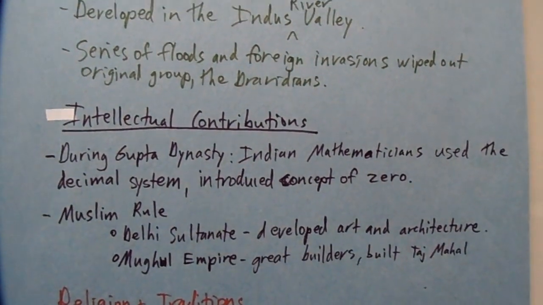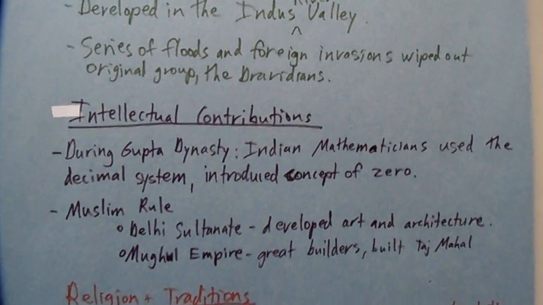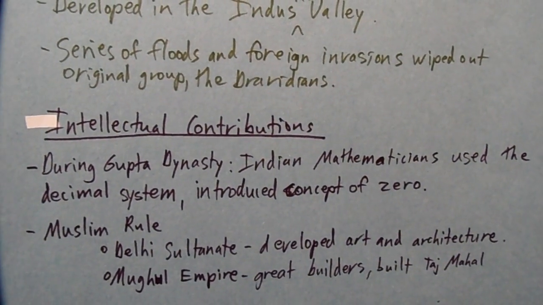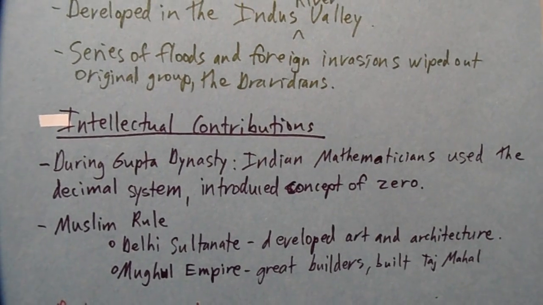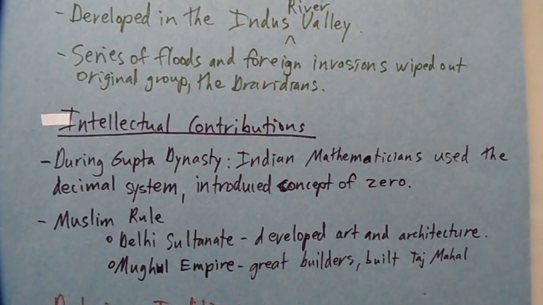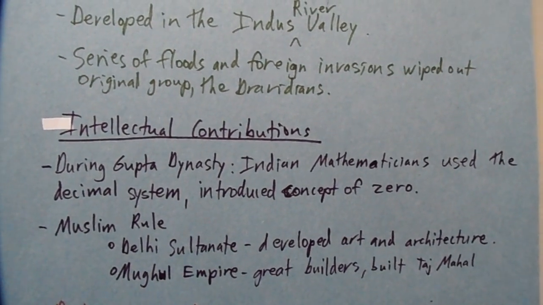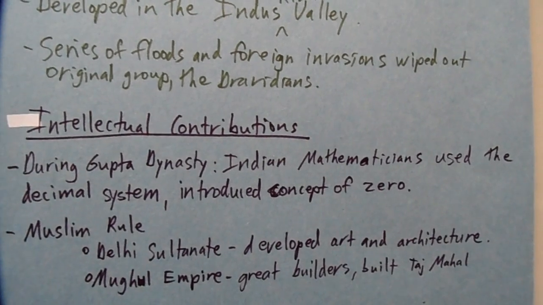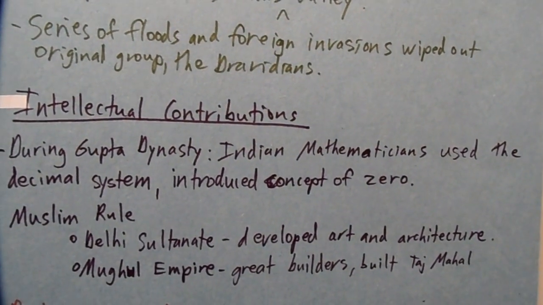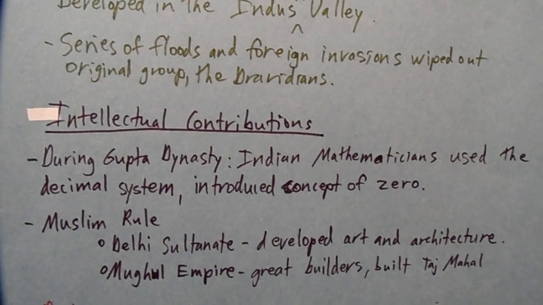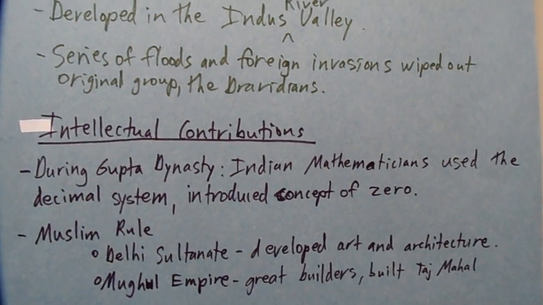And what were their intellectual contributions? Well, there was a few I thought were important. During the Gupta dynasty, Indian mathematicians used the decimal system, which introduced the concept of zero. So this was a big deal. And under Muslim rule, the Mughal Empire, we had great builders including the Taj Mahal. And the Delhi Sultanate, they developed art and architecture.